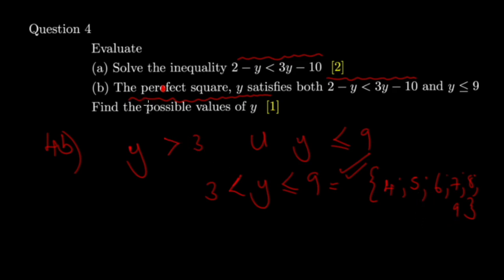But then we are told that y is a perfect square. So y must be equal to, now you select which one is a perfect square there. It's 4 or 9. 4 is 2 to the power 2, and 9 is 3 to the power 2. These are perfect squares. Perfect squares are numbers with perfect square roots.